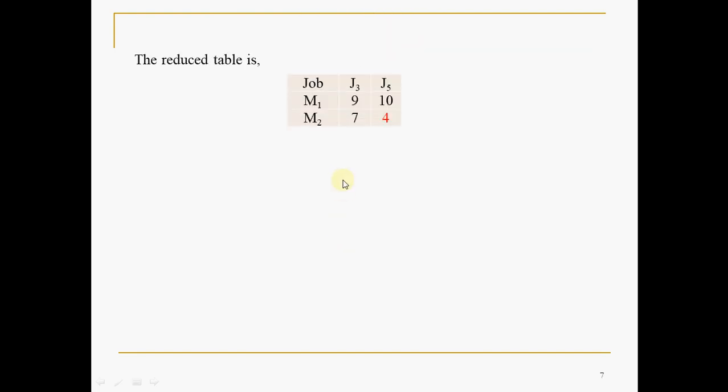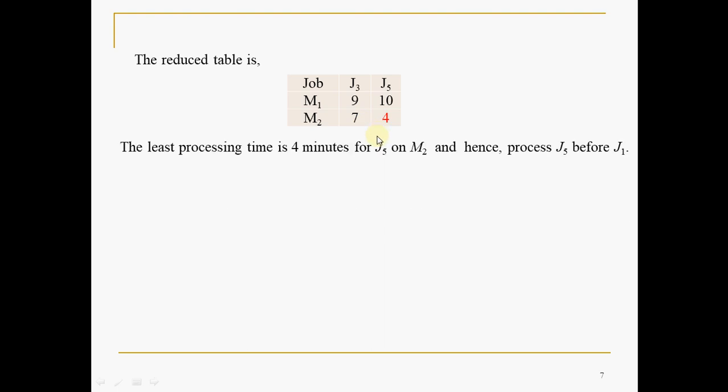So the reduced table is this one. In the remaining or reduced table, the least processing time is 4 minutes, that corresponds to job 5 and on machine 2, please note it. As it is on machine 2, you have to process it from right to left in the available vacant spaces. The least processing time is 4 minutes for job 5 on machine 2, and hence process J5 before J1.